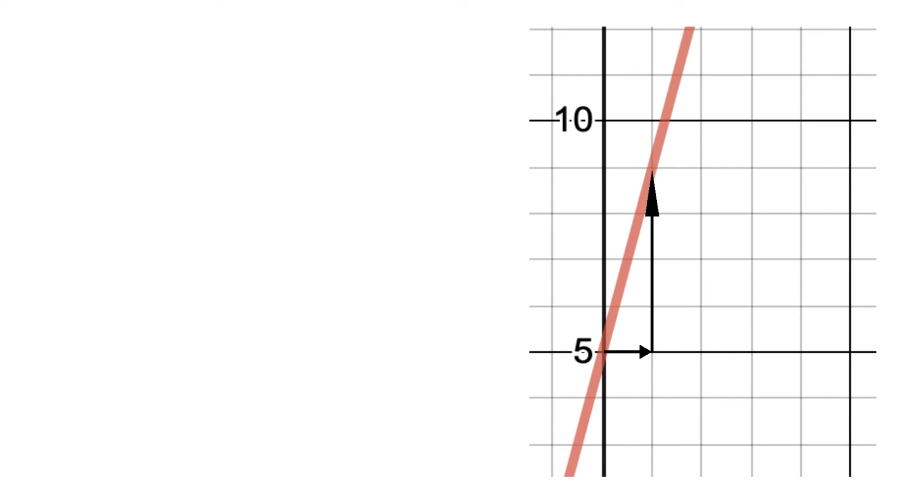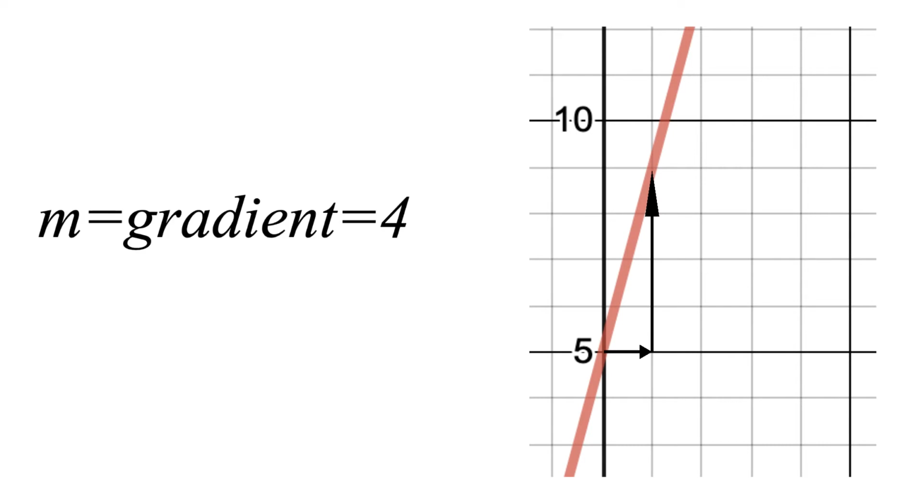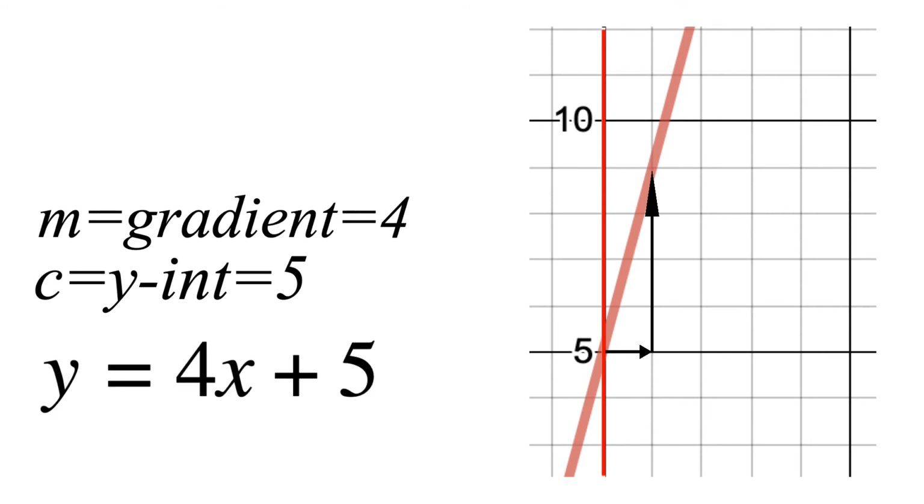The rise is 4 and run is 1, which gives us 4 as the gradient. Then the y-intercept, which is c, is 5. Now we know that m is 4 and c is 5. Finally, we get the equation y equals 4x plus 5.